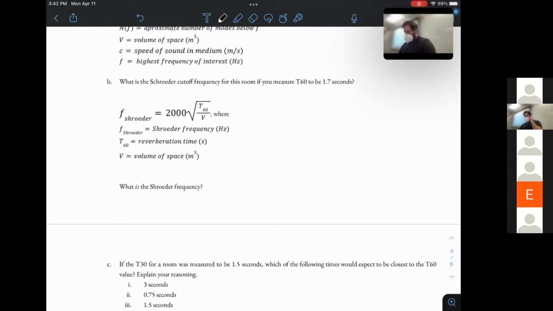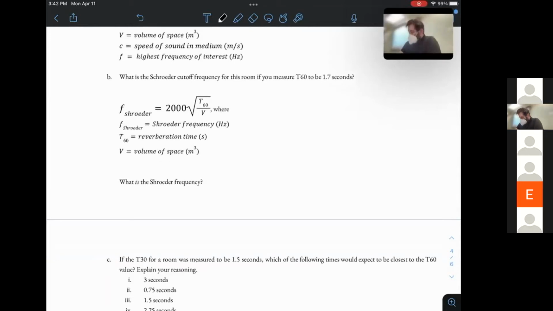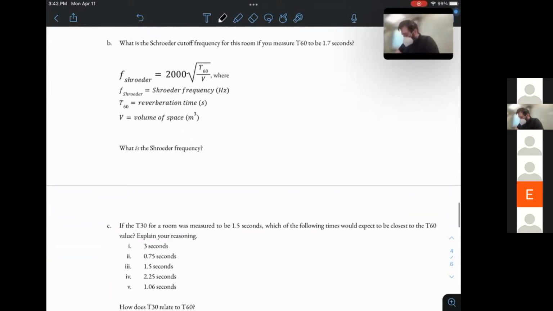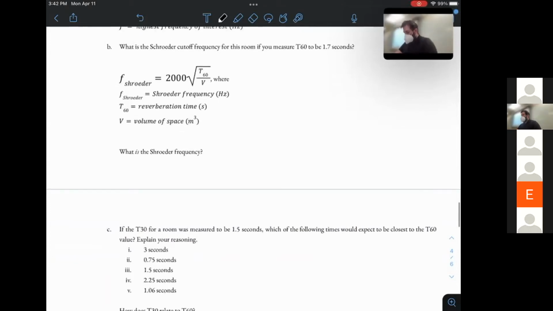So our Schroeder frequency is 2000 times the T60 times root T60 over V. Done and done. He doesn't ask you this here, but I want you to know it for your test. What is the Schroeder frequency? What does that actually describe?